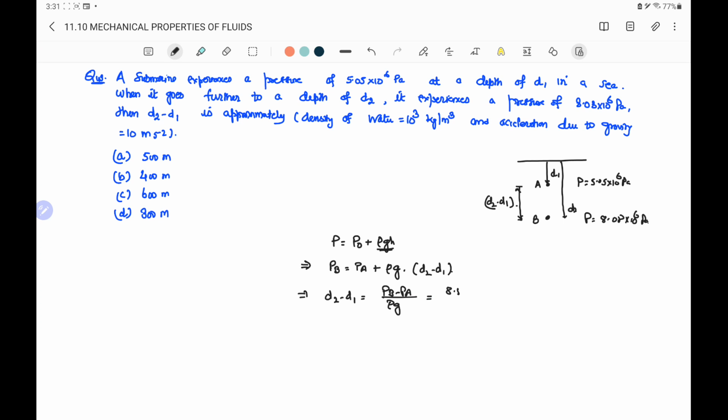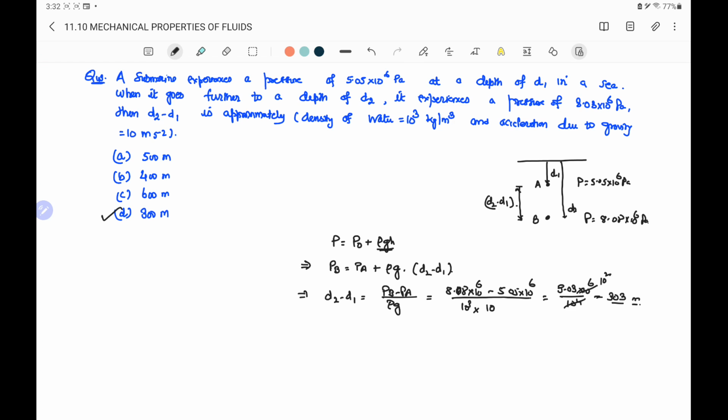Pb is given as 8.08 into 10 to the power 6, minus Pa which is 5.05 into 10 to the power 6, divided by density 10 to the power 3 and acceleration due to gravity 10. On subtracting, it will be 3.03 into 10 to the power 6 divided by 10 raised to the power 4, and on simplifying this will be 10 raised to the power 2. So multiplying 3.03 by 10 to the power 2, that is 100, we will get 303 meter. So the approximate answer is D.